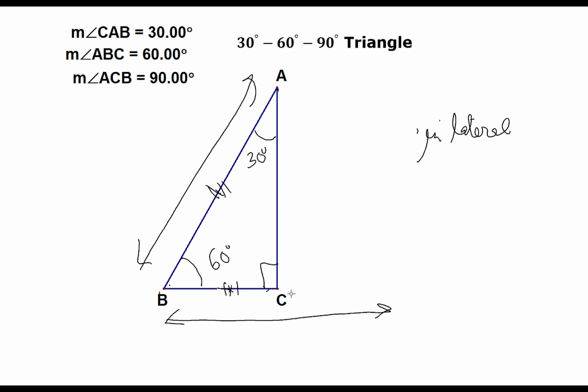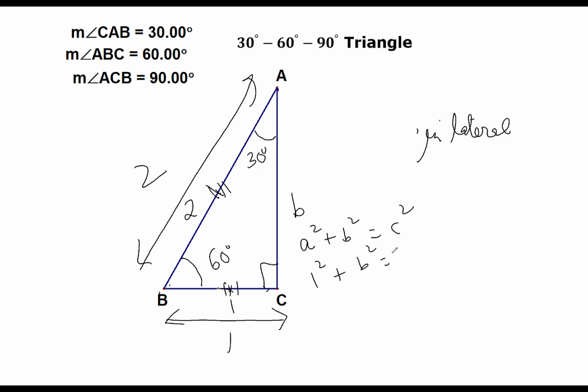One is this: now we know that the ratio of these sides is 1 to 2. So I can take this side as 1 and this side as 2. So what will this side, side B, become? Remember, a square plus b square is c square. So here 1 square plus b square would be 2 square, where 2 square is 4.